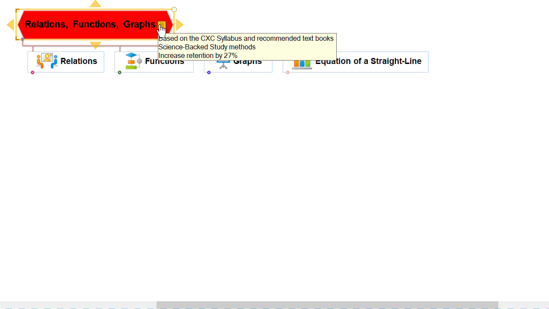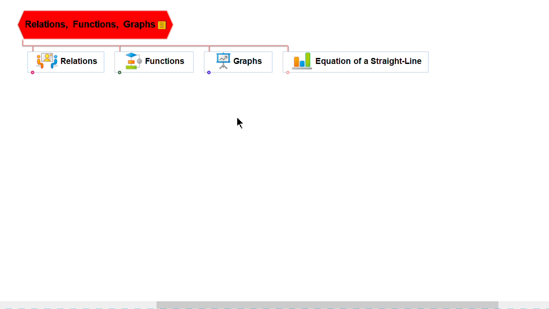Now, these are based upon the CXC syllabus and the recommended textbooks. Now, using a mind map is based upon solid scientific backing that shows that when you create your own mind map, you can boost your retention of the information you're studying by 27%. That's a significant increase in retention of information when you're tested 3 days after creating your mind map.